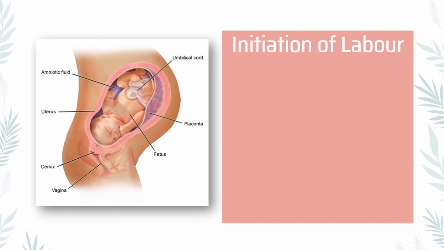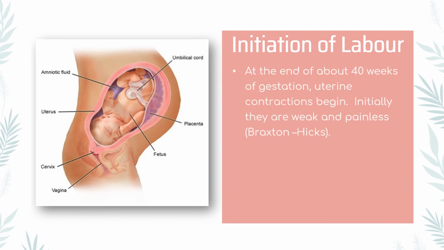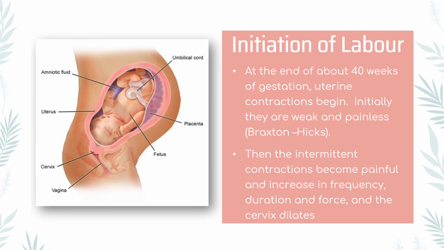Initiation of labor. There are three stages. At the end of about 40 weeks of gestation, uterine contractions begin. Initially, there are weak and painless contractions, that is the Braxton Hicks. Then the intermittent contractions become painful and there will be increase in the frequency, duration, and the force. And then the cervix dilates.